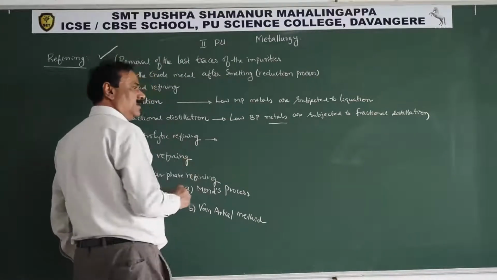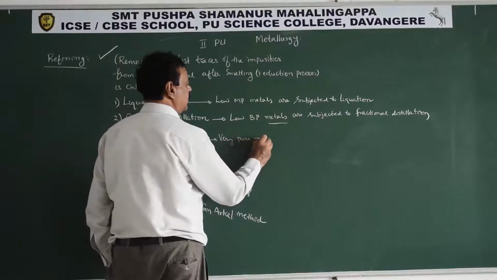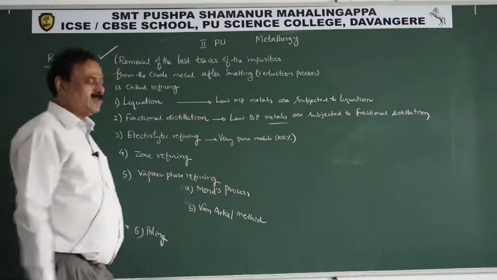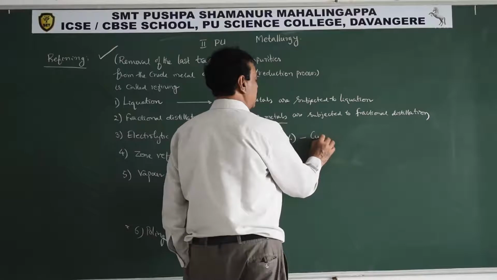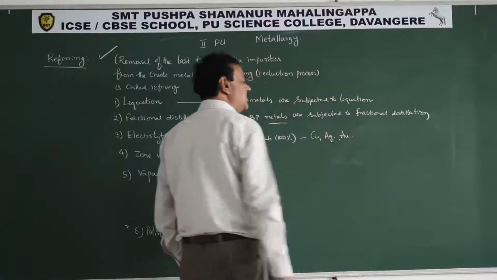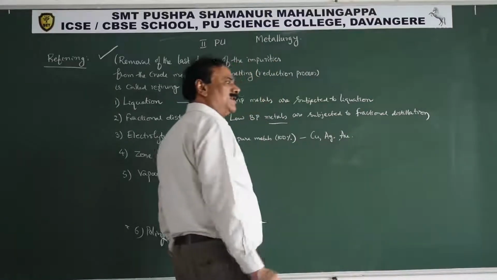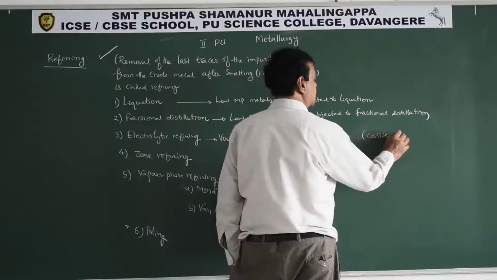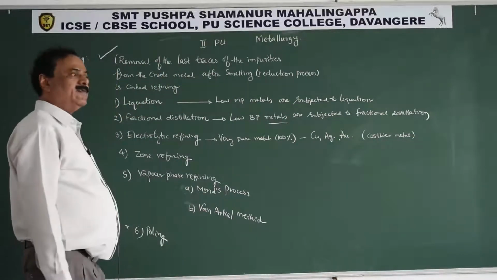Electrolytic refining is for very pure metals, that is, 100% purity. These metals are used in our electrical cables and electronic devices, like copper, silver or gold. Otherwise they undergo oxidation reactions. The noble metals, very pure and usually costlier metals, are subjected to the electrolytic method of refining.